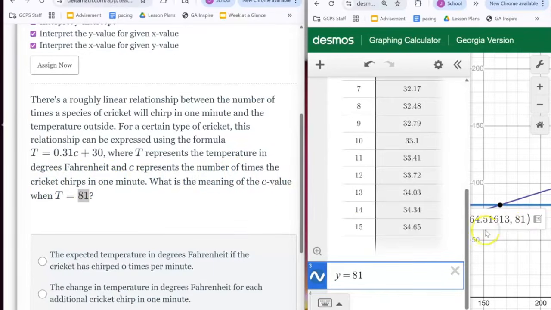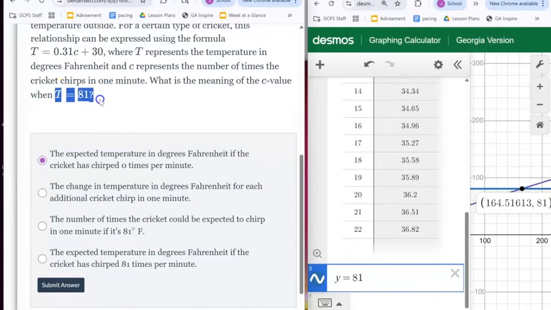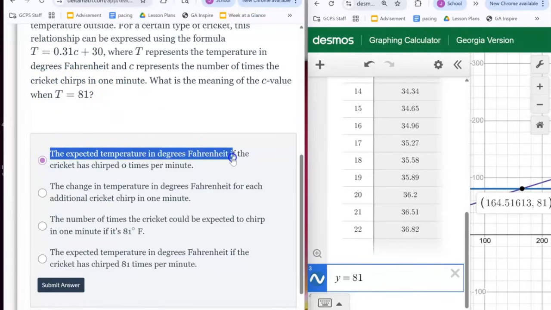Okay, chirps in 1 minute. The temperature is 81 and the number of chirps per minute is something else. But all I'm looking for is the temperature must be equal to 81 and then the chirps in 1 minute has to be something else. So the expected temperature in degrees Fahrenheit has to be 81 according to this. If the cricket has chirped 0 times, nobody asked how many times you have chirped. Okay, so again, all I care about is the temperature is 81.